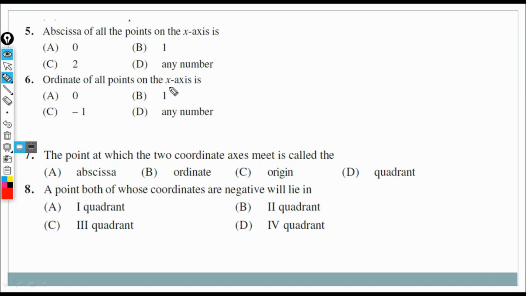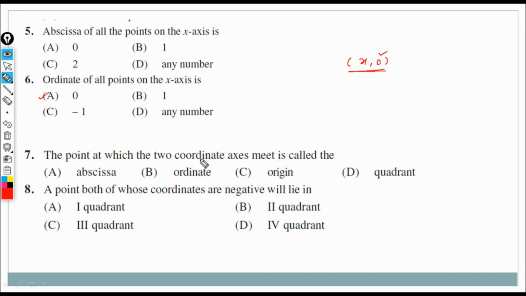Ordinate of all points on the x axis. Okay? This is the point lies on x axis. So its ordinate is always 0.